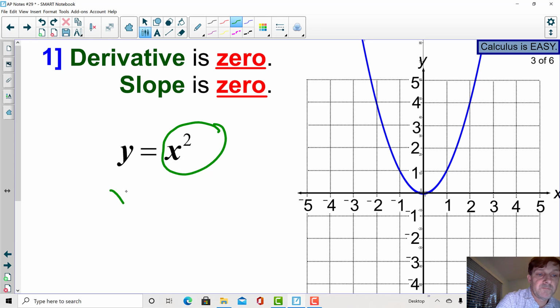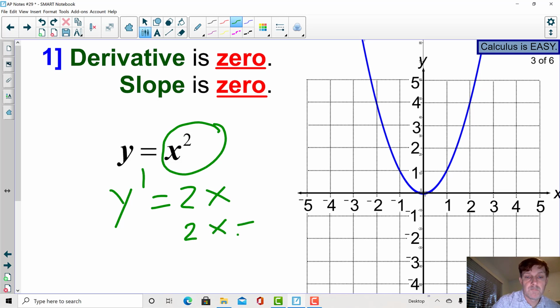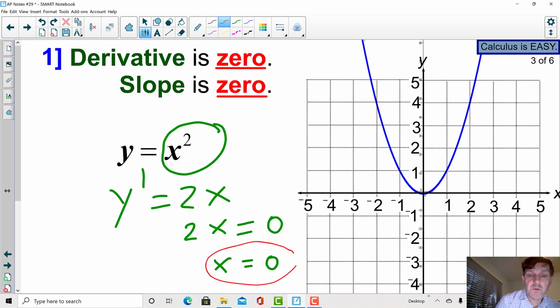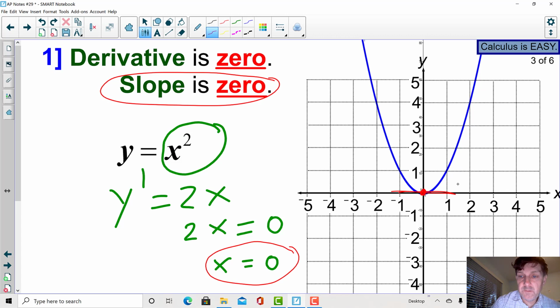So what we're going to do is we're going to take our function and do the derivative. Then we're going to set it equal to 0. And then we'll solve it for x. Now, x equals 0 is one of the places where our slope is 0. So it's possible that we could get a max or min at that spot. In this case, we do have a minimum value.